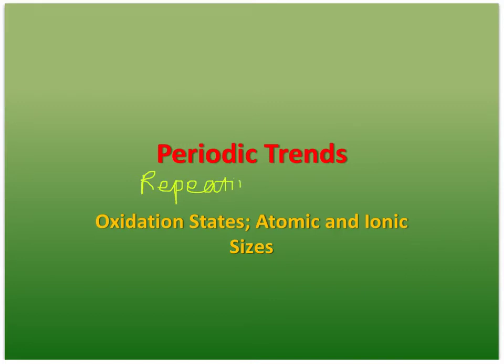So something that repeats. And when we talk about a trend, we talk about a property also. So we're talking about a property that repeats. We're going to look at how these trends are seen on the periodic table, how that affects the arrangement of the periodic table, and we're going to explain these trends as we go along. What we're going to look at today would be oxidation states, atomic and ionic sizes.